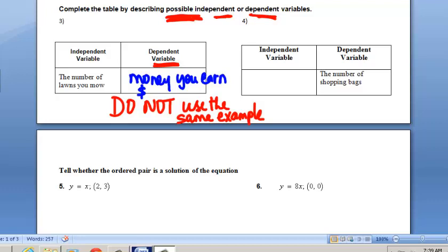So this is my example. I want you to come up with an example. Do not use any form of money. There are plenty of other things that you can think about. Just do not use money. Okay. The same thing here. In this case, I want you to fill in the independent variable when the dependent variable given is the number of shopping bags. So go ahead and fill these two in.